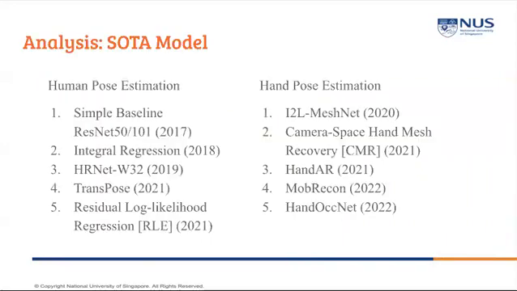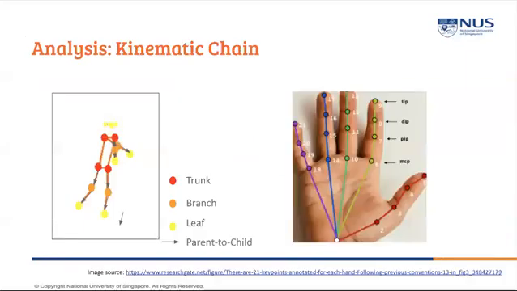To provide more convincing results and insights, we conduct intensive experiments on many models in the area of human pose estimation and hand pose estimation. Before we go into the results, here is a preliminary definition to understand the conclusion. We refer to the kinematic chain as the directed path from trunk joint to leaf joint in human pose, as the left image shows. Then the directed path from wrist to tip in hand pose, as the right image illustrates.